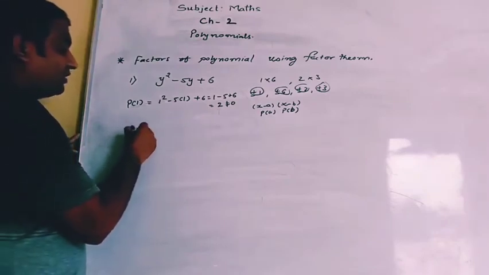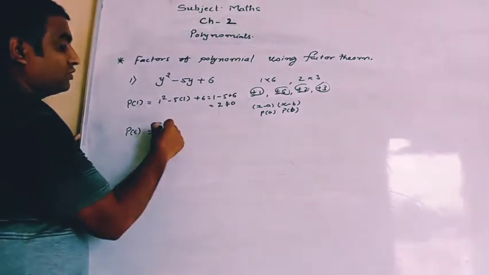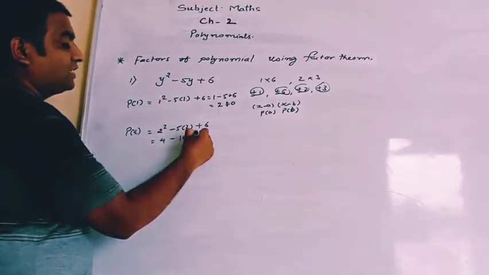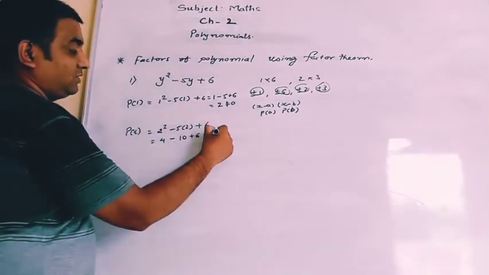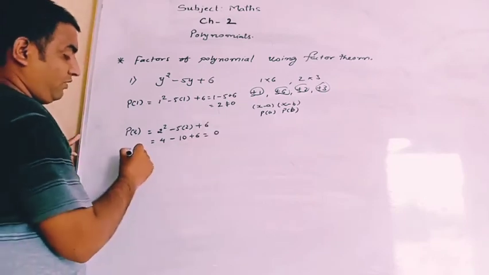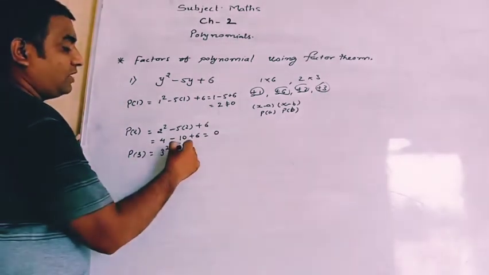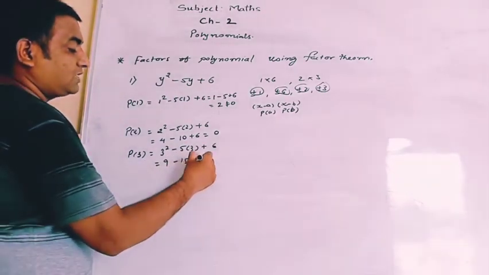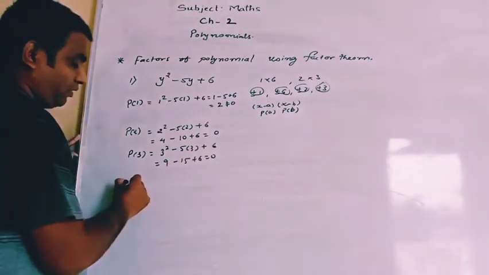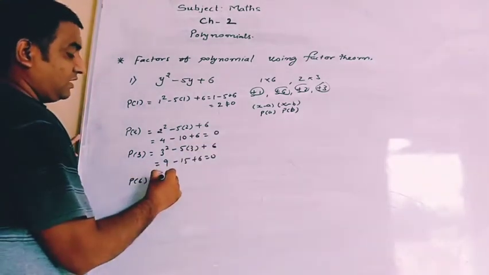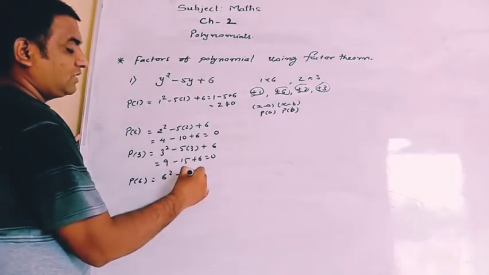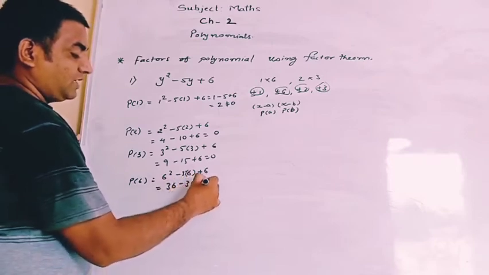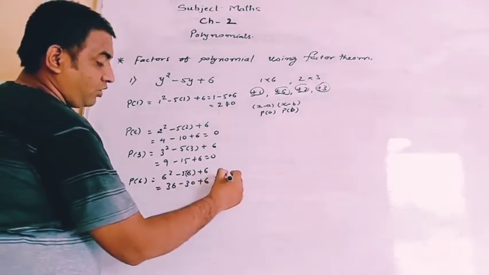Now P(2) we check. 2 square minus 5 into 2 plus 6, so 4 minus 10 plus 6, again 10 minus 10, 0. Now P(3): 3 square minus 5 into 3 plus 6, so 9 minus 15 plus 6, again it is 0. And P(6): 6 square minus 5 into 6 plus 6, so 36 minus 30 plus 6, so it is 42 minus 30, 12.